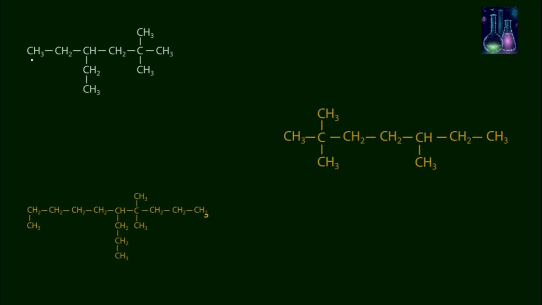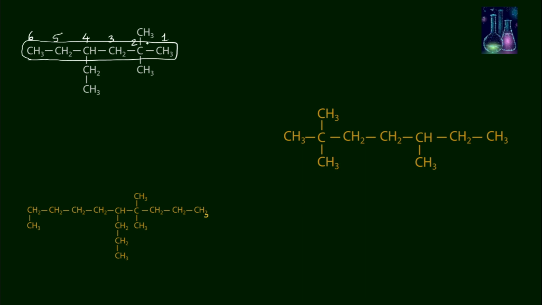Let's identify the longest carbon chain. 1, 2, 3, 4, 5, 6. If I go in the straight chain, I have 6 carbons. Let's see another possibility. 1, 2, 3, 4, 5, 6. So here also I have 6 carbons. So I can select this as my longest carbon chain. Now let's put the numbering. I'll start from this terminal end. 1, 2, 3, 4, 5, 6.